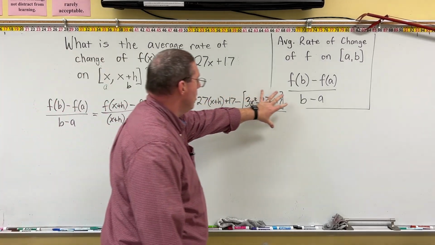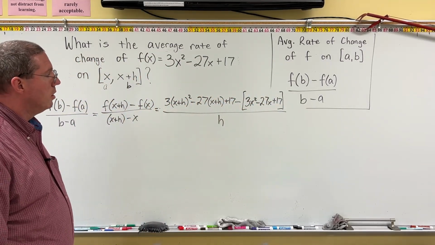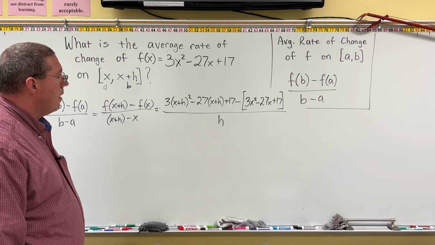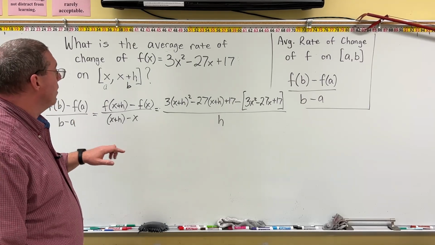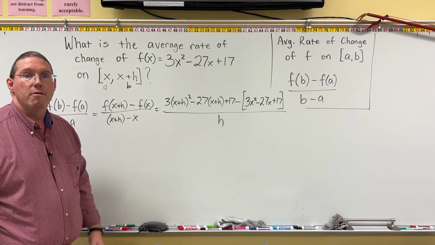And so this is actually a correct answer. You could enter an answer just like this, and it would be the correct answer. Okay? And that's how you identify the average rate of change when you're given the x and the x plus h instead of numbers.